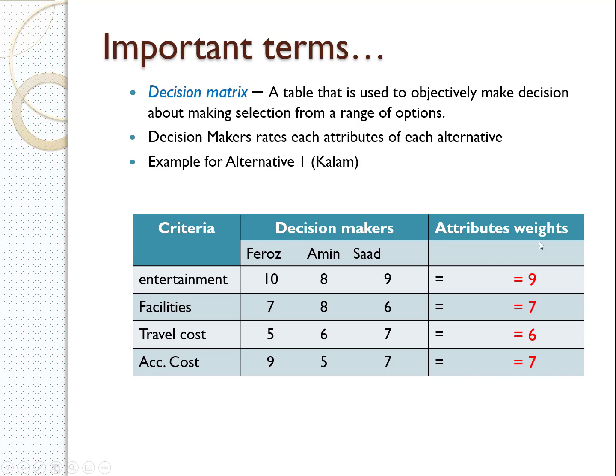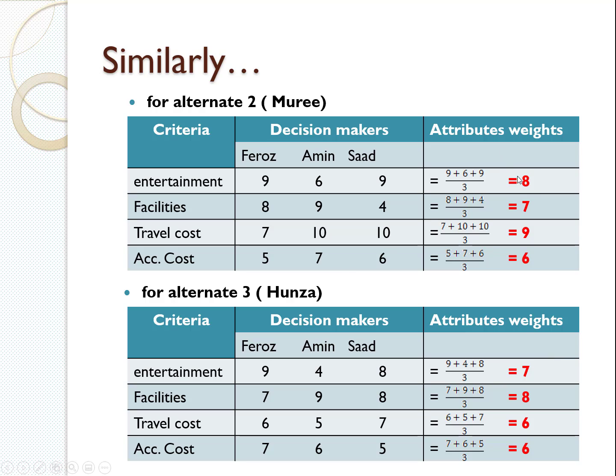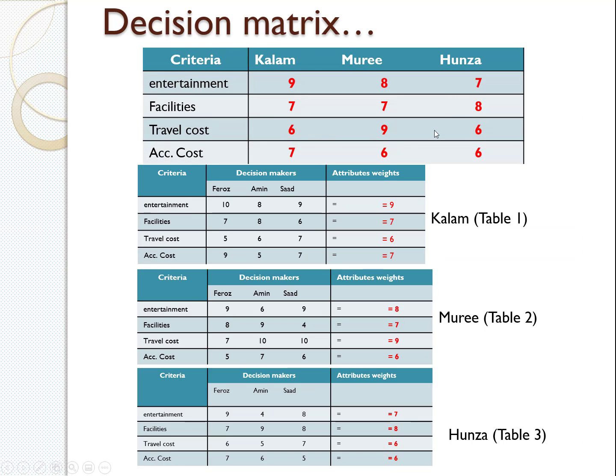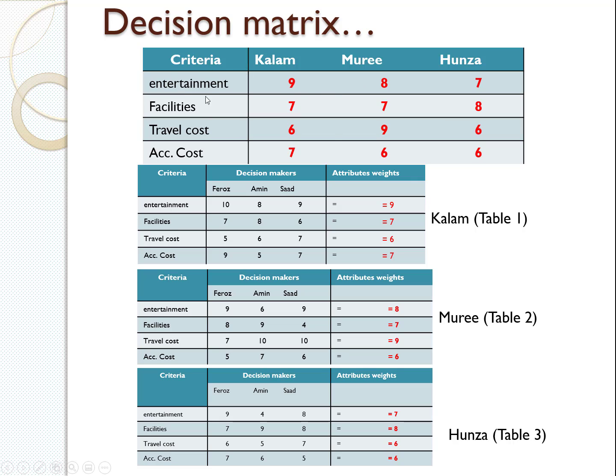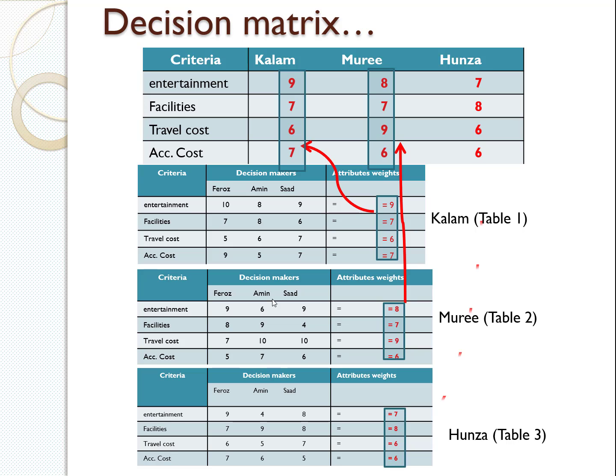So we calculate these attributes: 9, 7, 6, 7 for Column, 8, 7, 9, 6 for Murray, and 7, 8, 6, 6 for Hunza. So this is our matrix: Column, Murray, Hunza. For Column, we have already calculated all these, so I don't want to repeat it again and again for all these criteria. So this is our decision matrix. You can see these are already calculated. I just bring it so that you understand where I construct this decision matrix from. Basically we compare Column against each alternative, we compare Murray against each alternative, and Hunza, and we ask these 3 different decision makers. So you can see this.